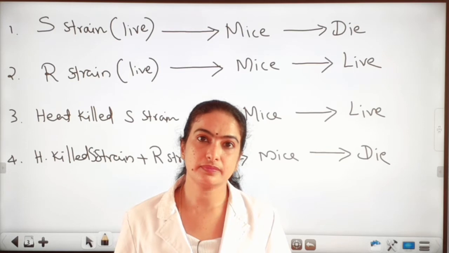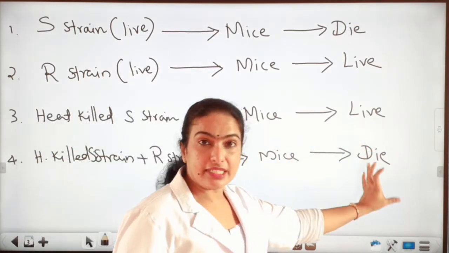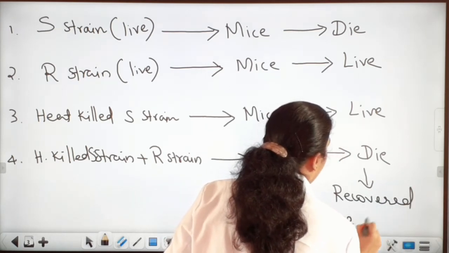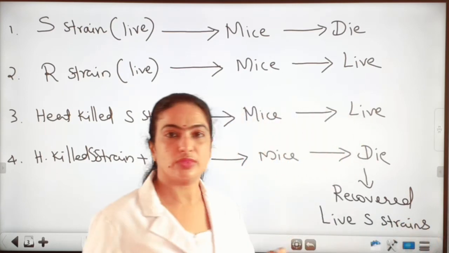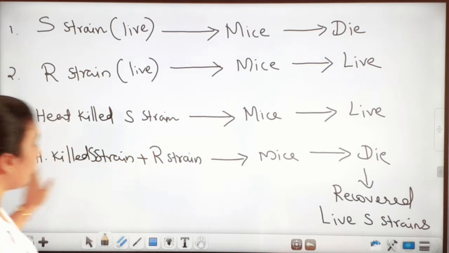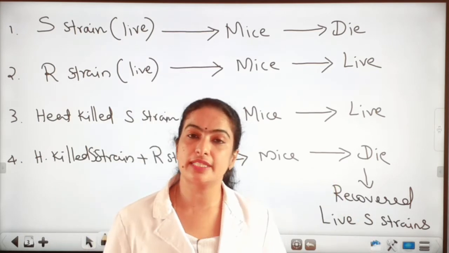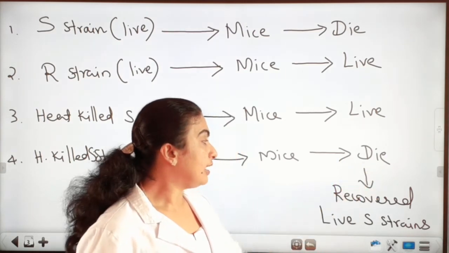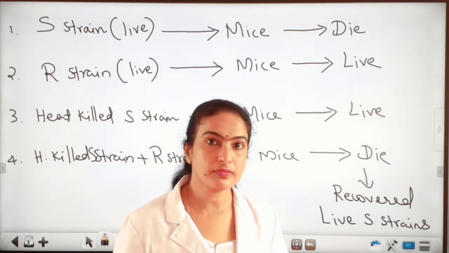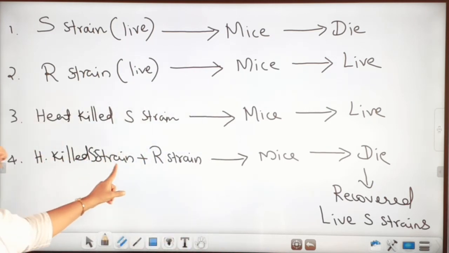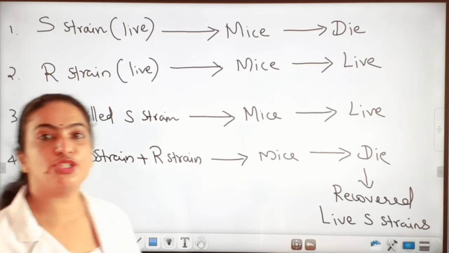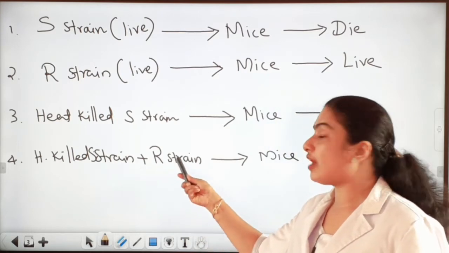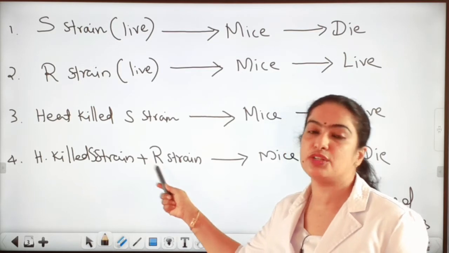Actually, what was happening there? From this dead mice, he recovered live S strain or S cells. Actually here the S strains are heat killed and there is no live S strain plus R strain. There is an unexpected symptom of pneumonia that caused the death of the mice. From the dead mice, Frederick Griffith recovered live S strains. So actually what is happening here? He concluded that the heat-killed S strain caused the transformation of R strain into S strain, or we can say the transformation of an avirulent strain to a virulent strain, S strain.